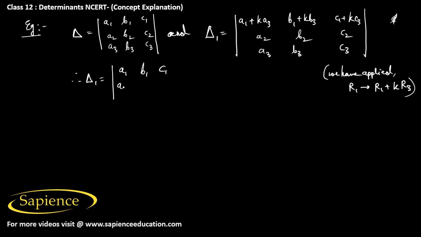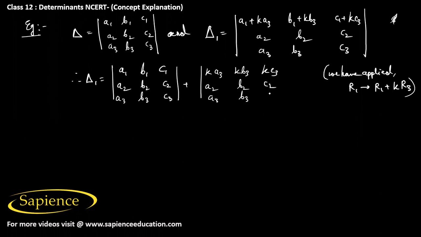So this will be a1, b1, c1, a2, b2, c2, and then a3, b3, c3, plus the determinant of k a3, k b3 and k c3, and then a2, b2, c2, a3, b3, c3. So this determinant is equal to delta only. Plus, we can see that all the elements in the first row have been multiplied by k, so we can take k as common outside. So this will be k into a3, b3, c3, a2, b2, c2, and a3, b3, c3.